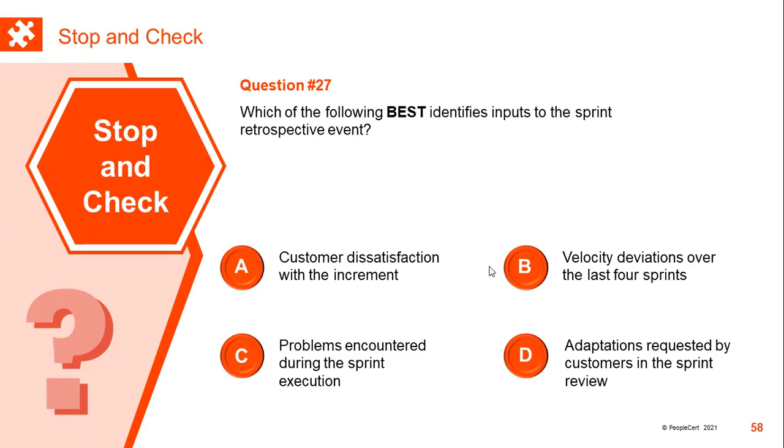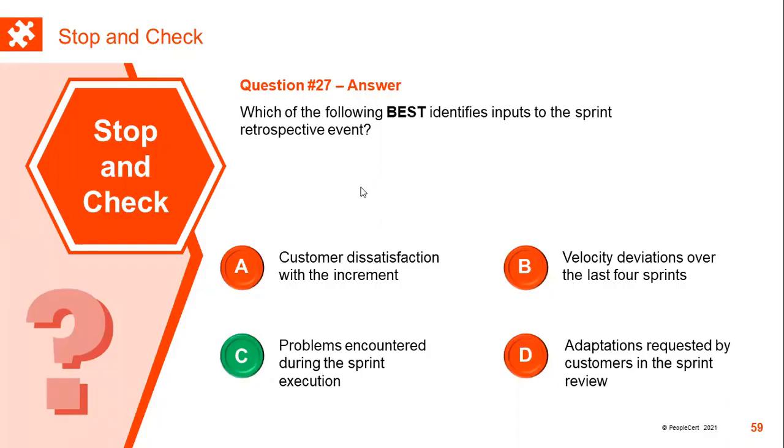Option B, velocity deviations over the last 4 sprints, may be discussed during the sprint, whereas problems encountered during the sprint execution are quite significant to be discussed during the sprint retrospective. Therefore, C would be the correct answer.